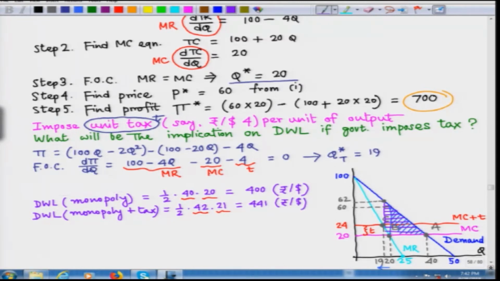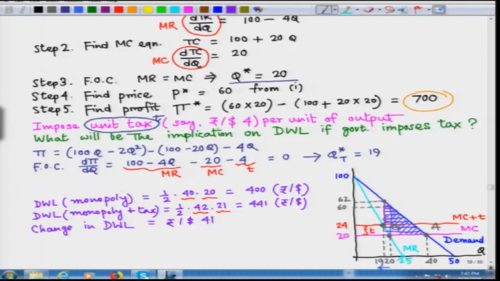Okay. So, basically the change in deadweight loss is about rupees or dollar 41, right. So, we see that there is an increase in deadweight loss following tax imposition by the government.